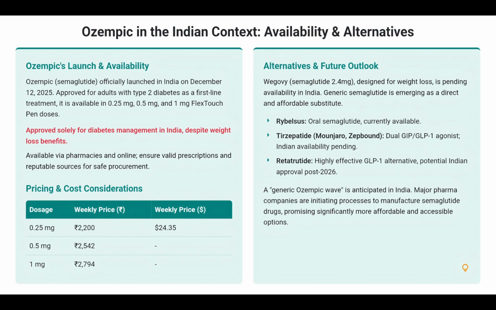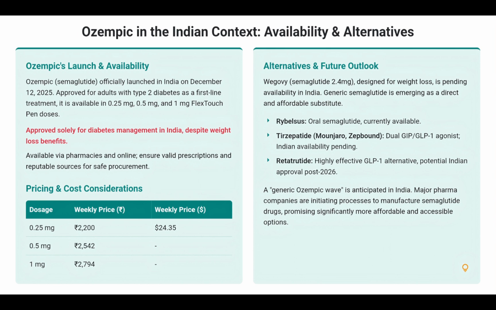Alternatives and future outlook. Wegovy, the higher dose formulation at 2.4 mg specifically for weight loss, is pending availability in India. Rybelsus, the oral semaglutide formulation, is currently available in India, offering a needle-free alternative for patients who prefer oral therapy. Tirzepatide, marketed as Mounjaro and Zepbound, is a next-generation dual GIP and GLP-1 receptor agonist, showing superior efficacy. Its Indian availability is currently pending.